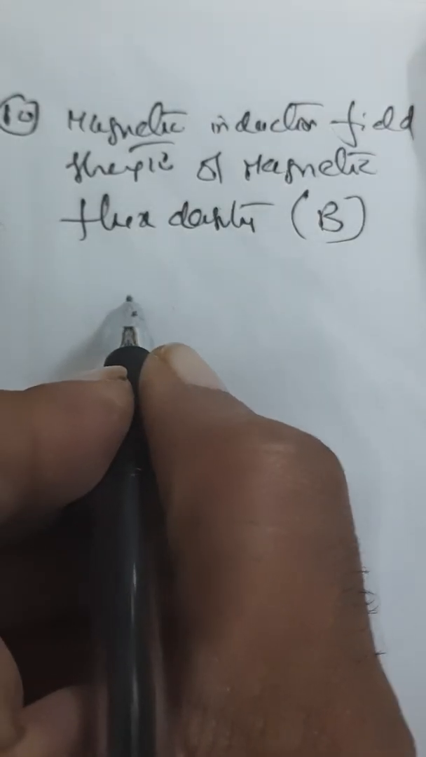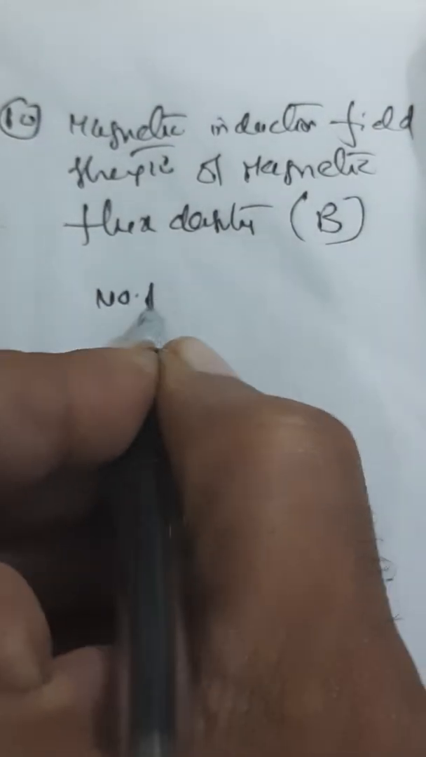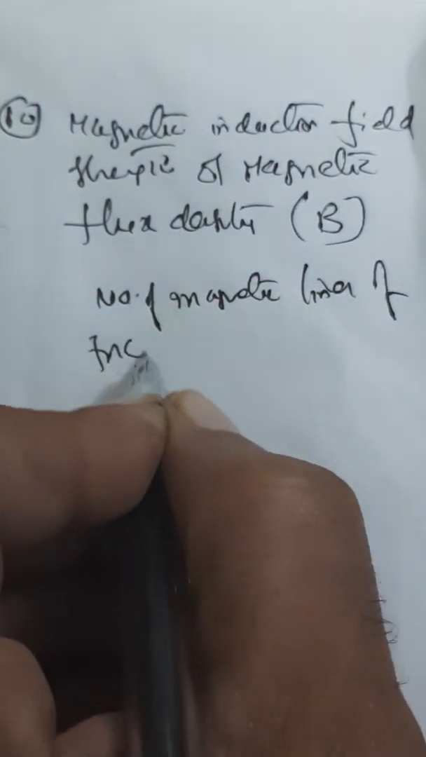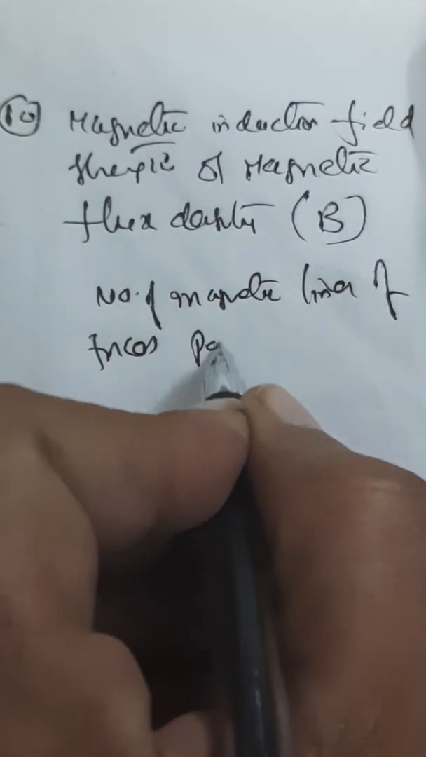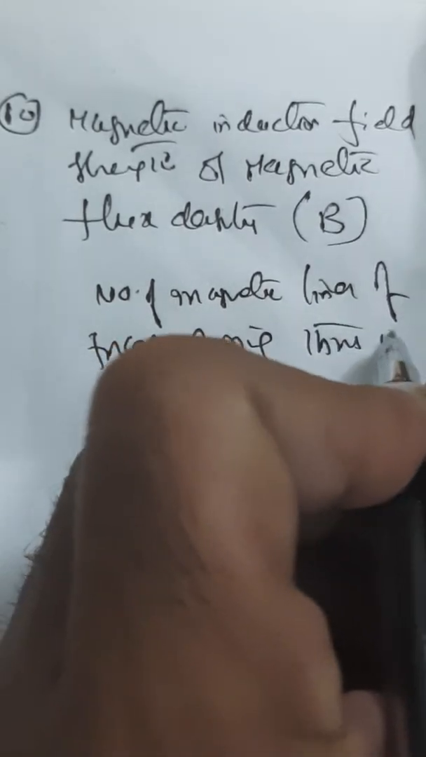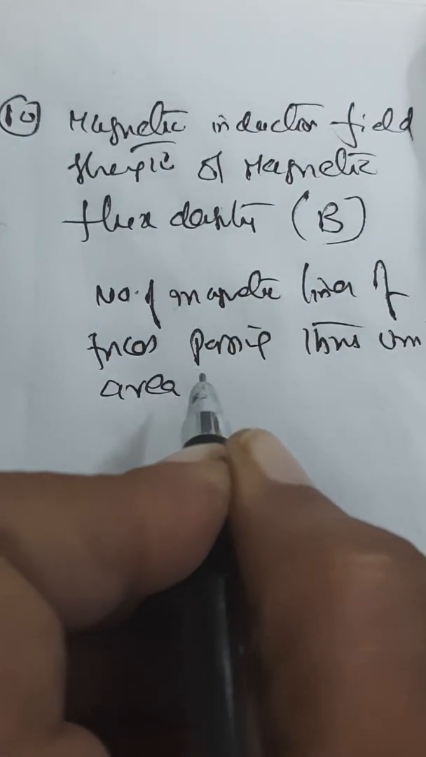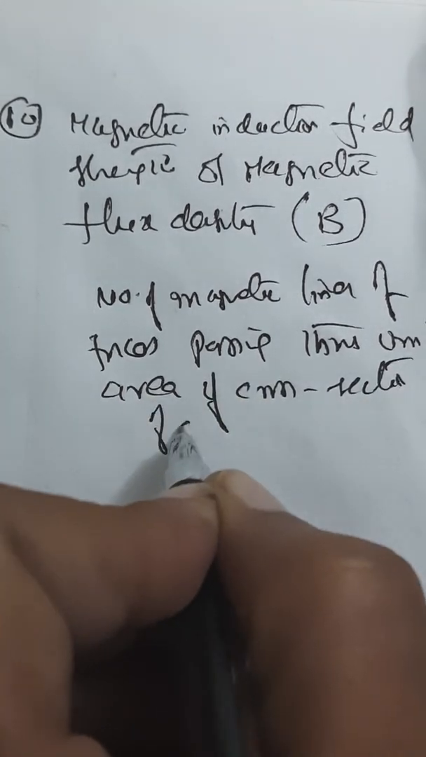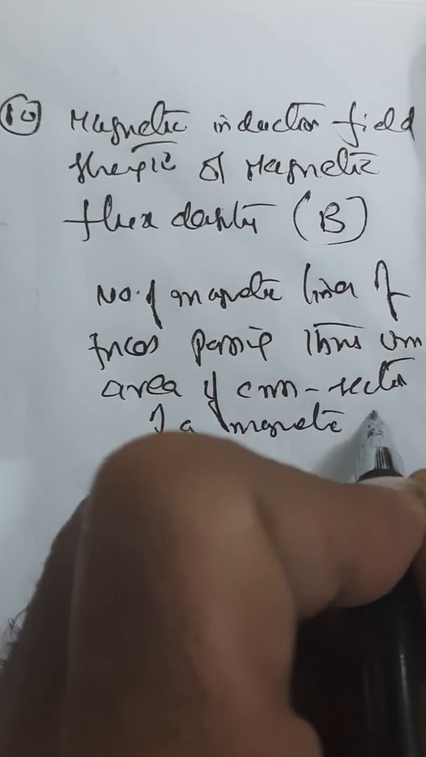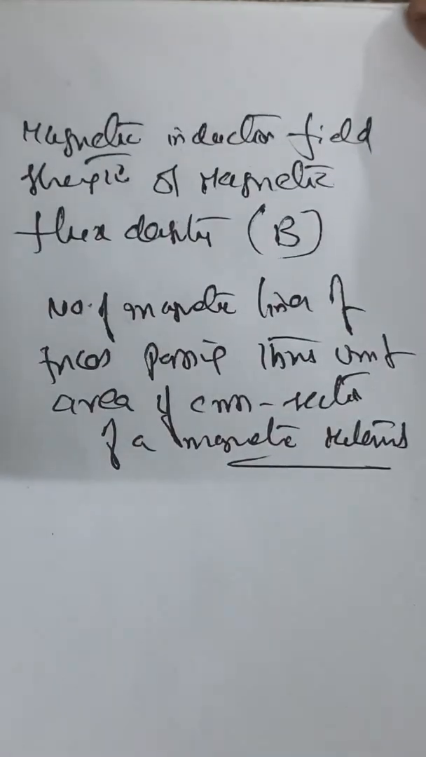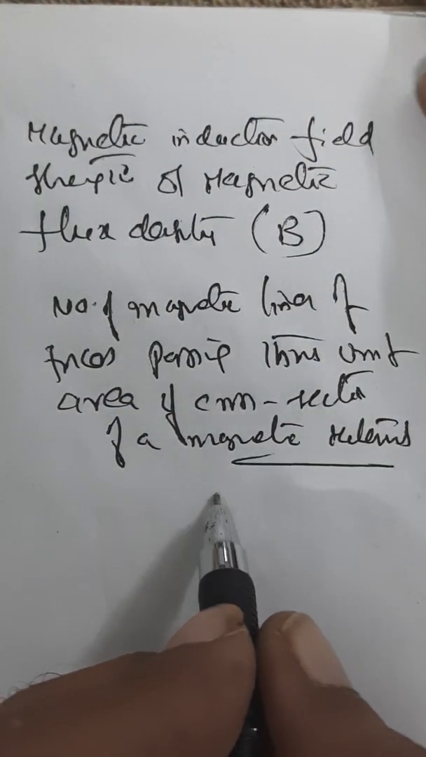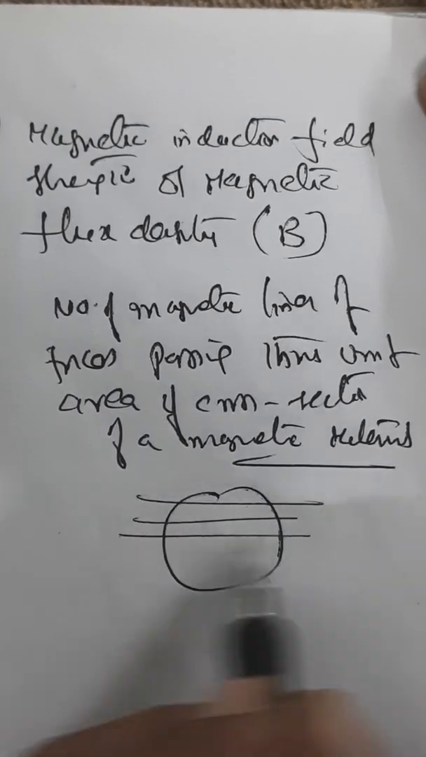You have already seen the magnetic lines of force, no? So if you take the number of magnetic lines of force passing through unit area of cross section of a magnetic material. The definition says density. Density means mass by volume only. That means I have taken, let us say, a sample, and lines of force are passing through.